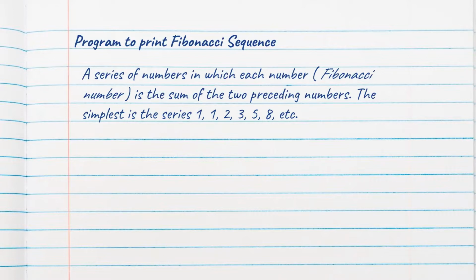So the simplest is the series which starts from 1, then there is another one. After that, there is 2, which is the sum of the preceding numbers 1 and 1, and then the fourth number in the series is the sum of the two preceding numbers. So the Fibonacci sequence is what we are going to cover in this video, and we are going to solve it using a loop.